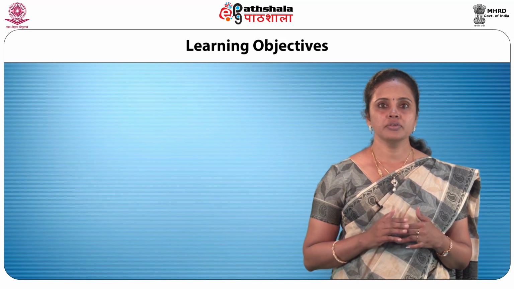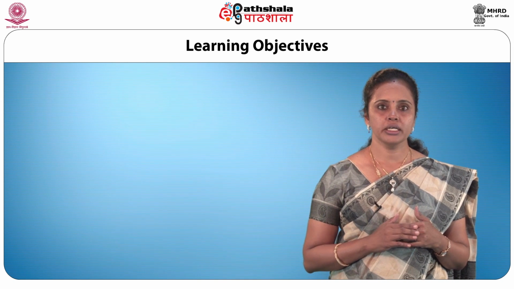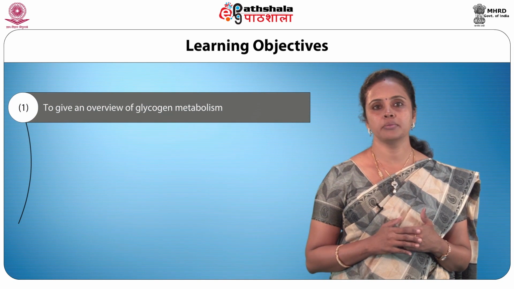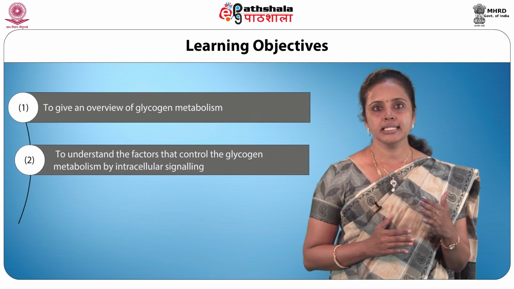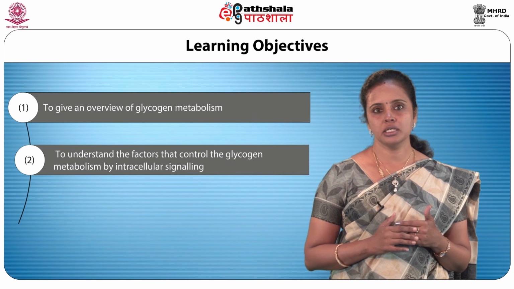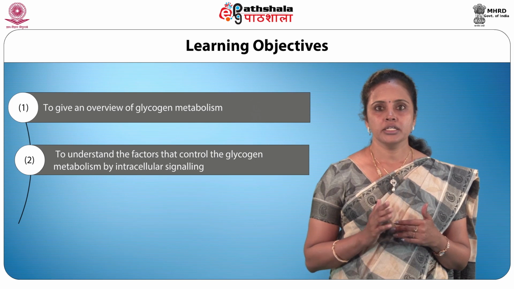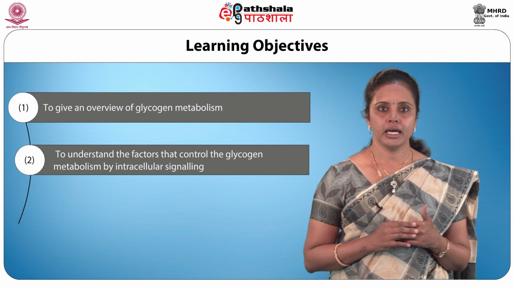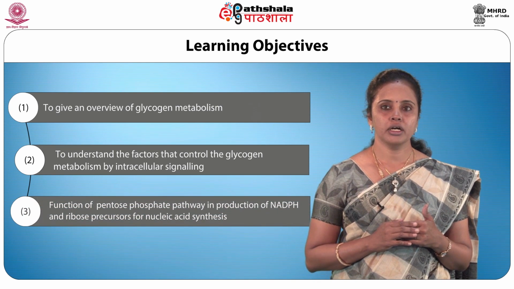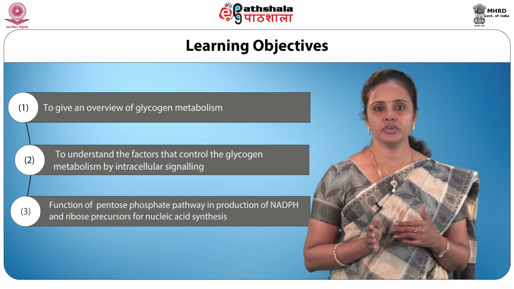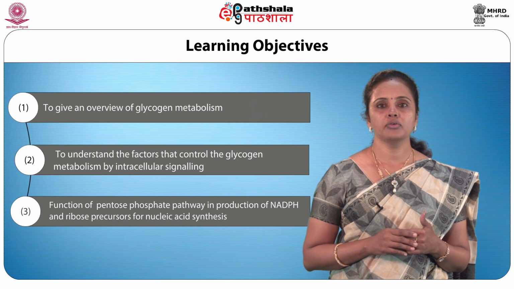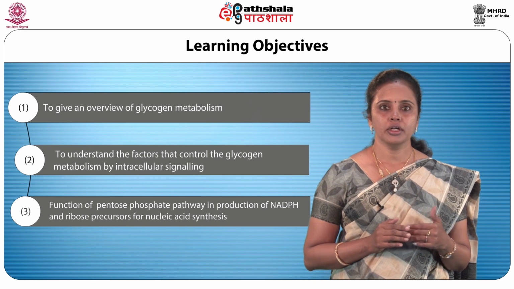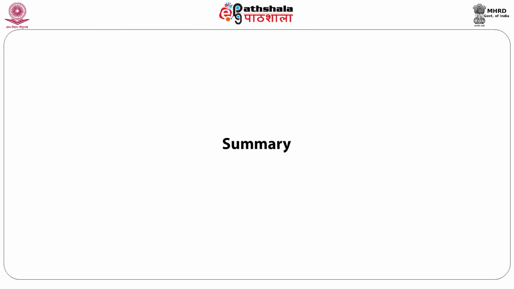So, the objectives of this module are to give an overview of glycogen metabolism, to understand the factors that control glycogen metabolism by intracellular signaling, and to understand the function of the pentose phosphate pathway in the production of NADPH and ribose precursor for nucleic acid synthesis.